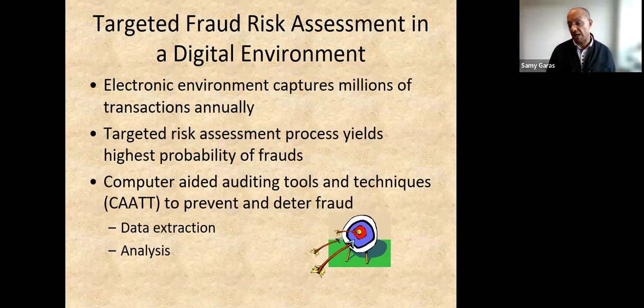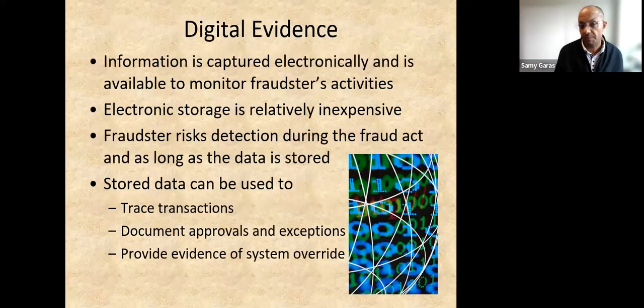So in the digital environment, the electronic environment captures millions of transactions that could happen on a daily, monthly, or semi-annual basis. So here we have to assess the risk using different tools, and one of them is computer-aided auditing tools, which we call CAT. This will help us to extract the data and make some kind of analysis. So the digital environment has its own tools for discovering and assessing fraud.